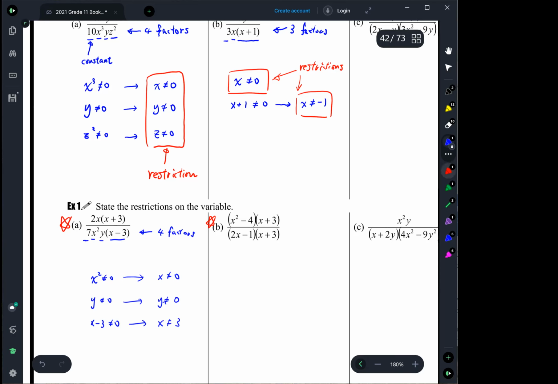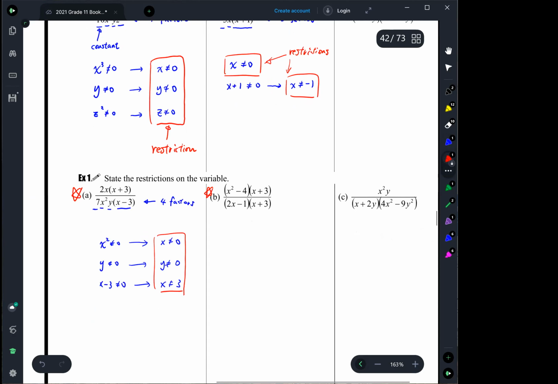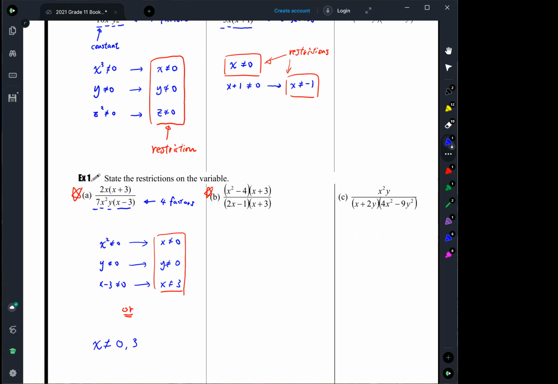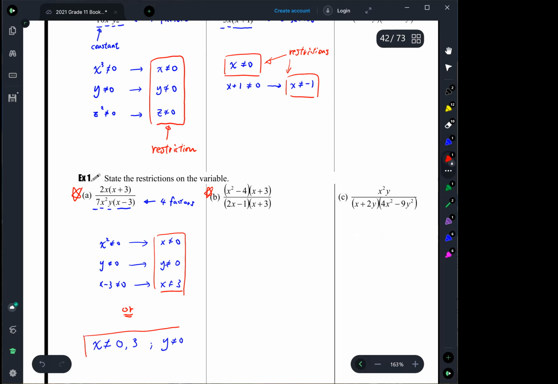So you can write it out one by one. That's one way to write it. Or because you see the x cannot be 0, x cannot be 3, you could also write it like this: x cannot equal 0, 3. And then you have the y cannot be 0. So you can either put your answer this way, as restrictions, or list them out one by one.